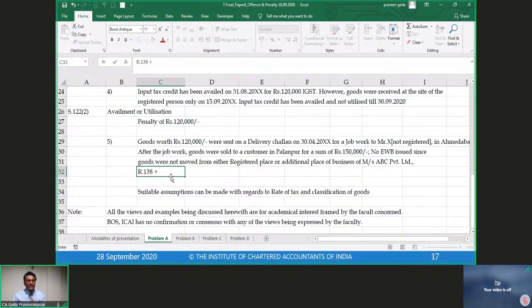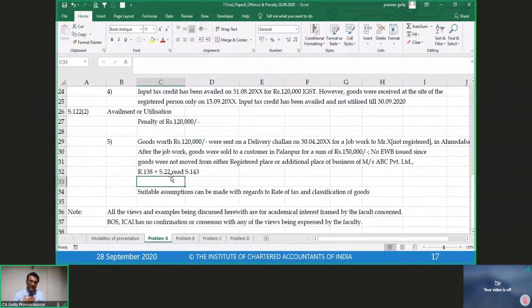What is that procedural violation? Section 22 read with section 143, where if I want to supply the goods from a job worker, I have to add my job work as an additional place of business. Refer to the chapter dealing with registration read with section 143.